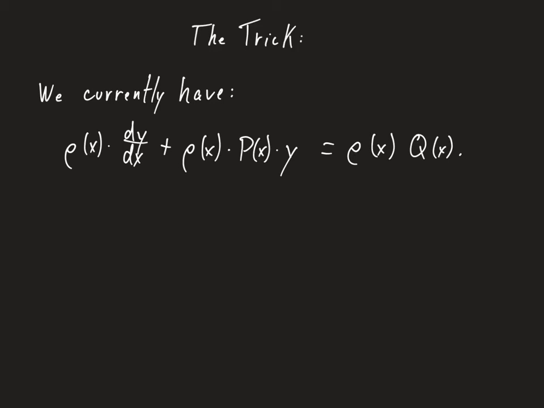I've written out so far what our equation looks like at this point in the process. It should look like rho of x times dy dx plus rho of x times p of x times y. And then on the right hand side, we have rho of x times q of x.